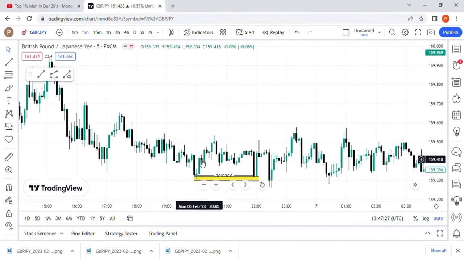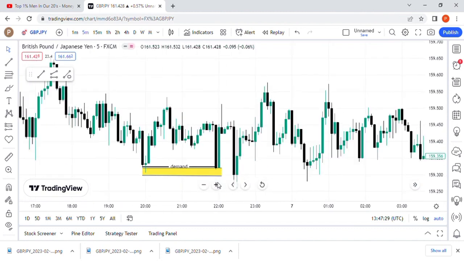So basically, you have to understand that the Q zone is another important thing when trading supply and demand. But we're going to talk about that maybe in my next video.